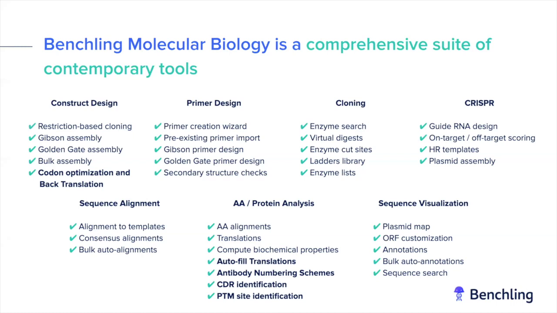But I do want to highlight a few tools that we've added recently or made enhancements to that will be covered in the demo. Specifically, codon optimization and back translation, some new antibody variable domain characterization tools, and a new Autofill translations feature, which lets you automatically link your DNA sequences to their registered amino acid equivalents. Again, we're constantly adding new features and functionality to our suite, and I'll highlight some more recent and upcoming additions at the end of our session.